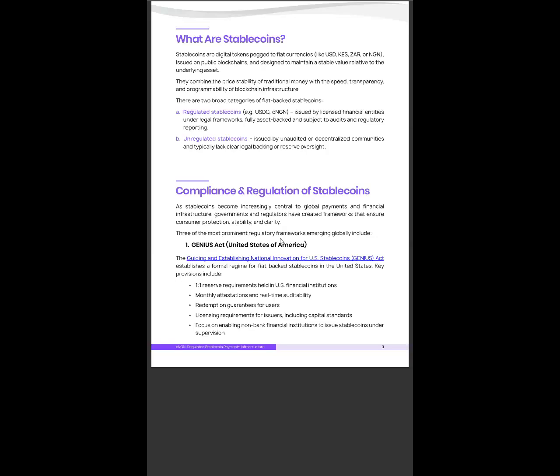But yeah, back to the point. So the GENIUS Act in full is the Guiding and Establishing National Innovation for US Stablecoins, right? So GENIUS in short. This act establishes a formal regime for fiat-backed stablecoins in the United States, right? Some of the provisions: you must have one-to-one reserve requirements held in US financial banks or institutions. You must have monthly attestation and real-time auditability.